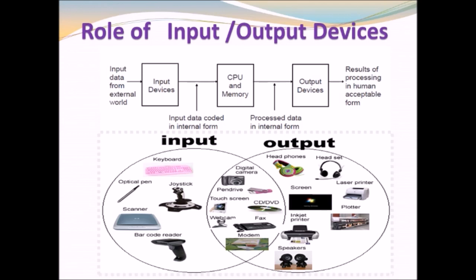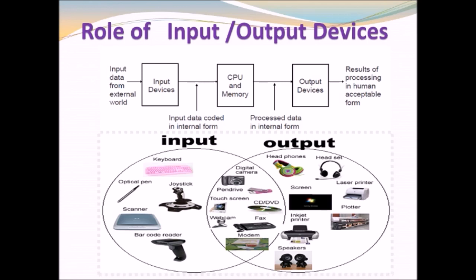Like a digital camera, it is capturing pictures from the lens, and then it will store them in that device and then show you that picture. So it is working as an input as well as output device. Similarly, a pen drive, we can take data and we can display data also. So these devices work as input as well as output devices. Here you can see the types of input and output devices: keyboard, optical mouse, scanner, barcode reader, they are input devices; headphone, headset, printer, scanner and speaker, these you will find as output devices.